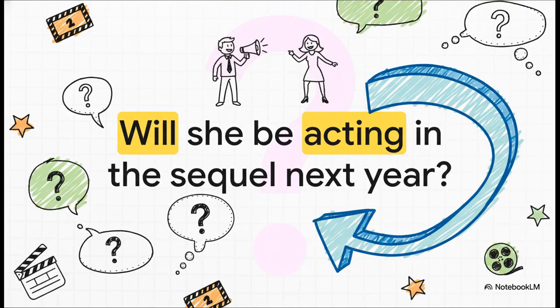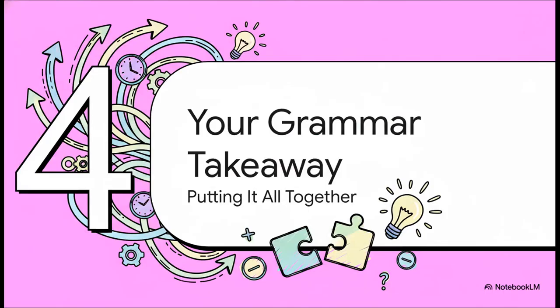Simple. And asking a question? Just as simple. You're just going to flip the first two words, take will and move it right to the front. So she will be acting becomes, will she be acting in the sequel next year? See? Just a little reordering and you're good to go. All right, quick recap. We've defined it, we've compared it, and we've built our little toolkit with negatives and questions. So let's wrap this up and put it all together with the big takeaway.